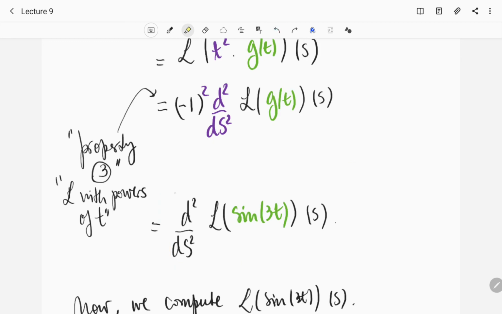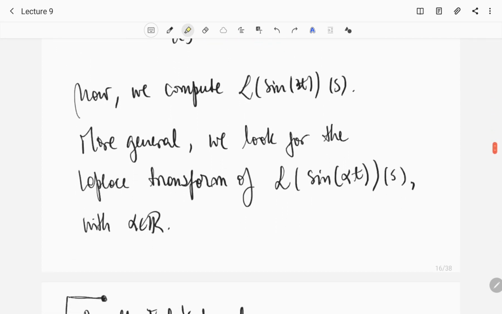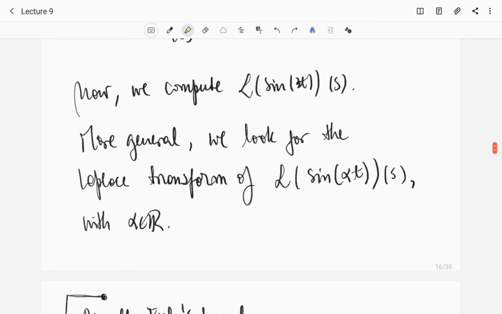To solve this, we can forget a bit about the derivatives, because to be able to compute the derivatives, we first need to know this, right? The Laplace transform of the function sine 3t. So we need to compute this guy. And just to be more general, we can try to compute the Laplace transform of sine of alpha t for any alpha in R.